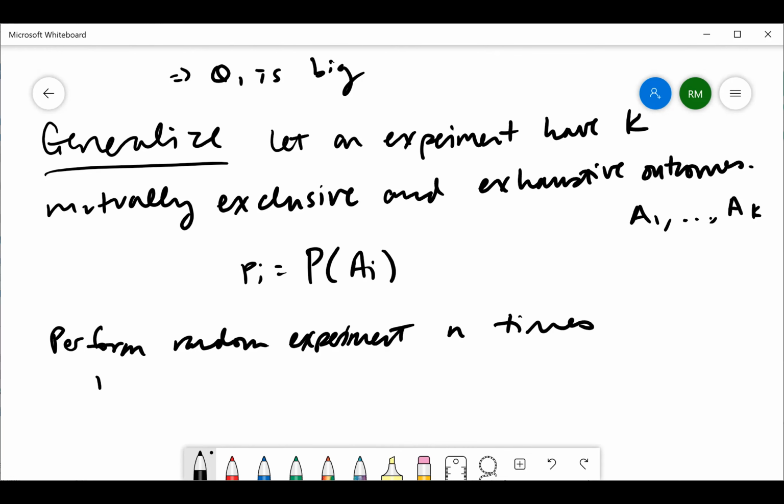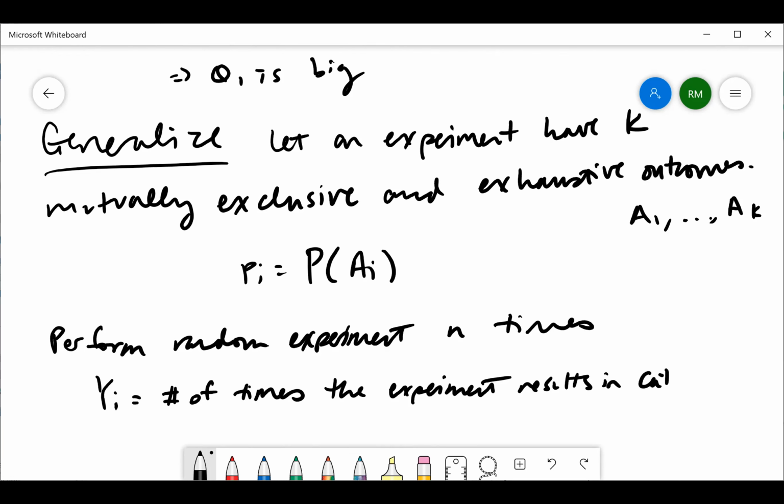And Yi equals the number of times the experiment results in category Ai. For example, if you're asking people what's their favorite season, how many of them said fall is their favorite season?